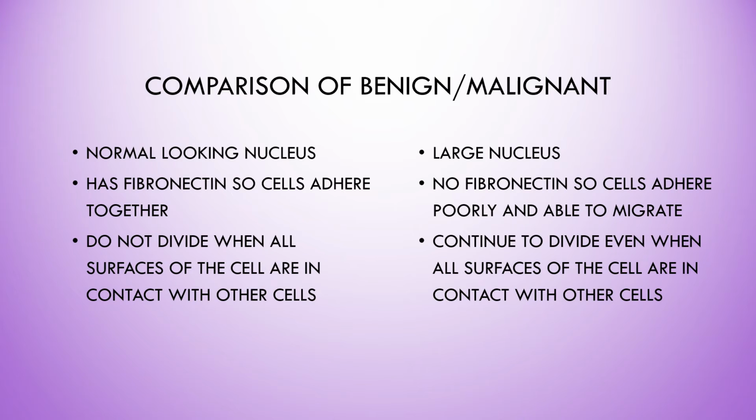Also, benign tumors have a normal-looking nucleus. They have fibronectin, so cells adhere together. They do not divide when all surfaces of the cell are in contact with other cells. Malignant tumors have large nuclei, there's no fibronectin, so cells adhere poorly and they're able to break off and migrate into the blood system. They continue to divide even when all surfaces of the cells are in contact with other cells.